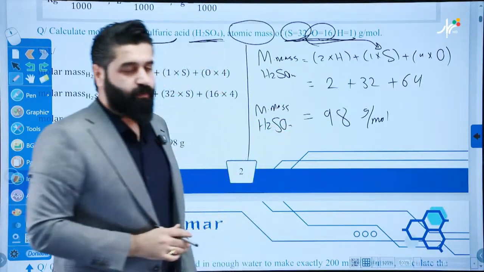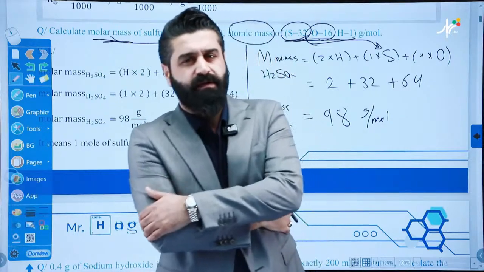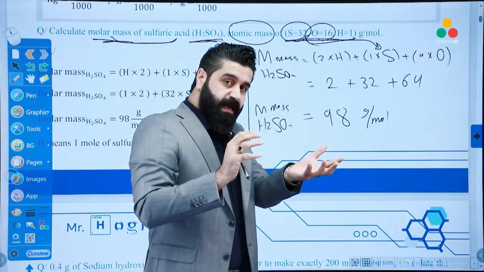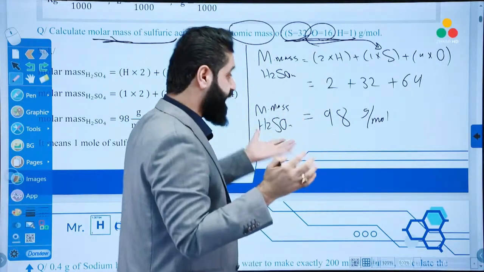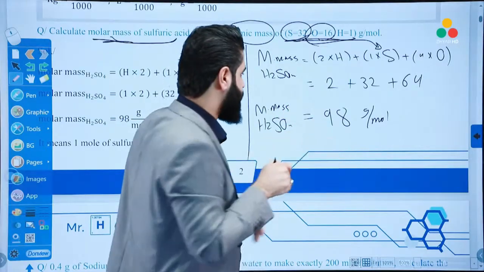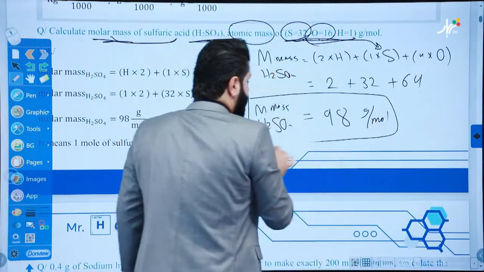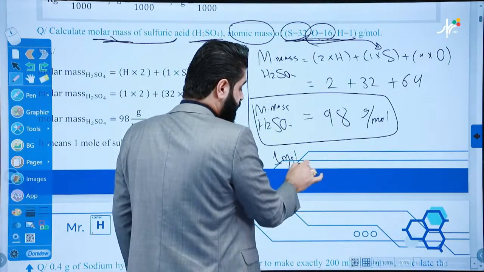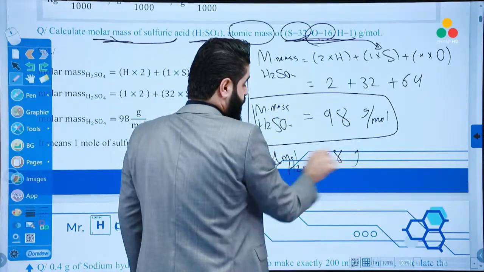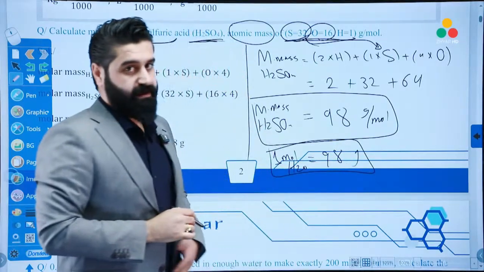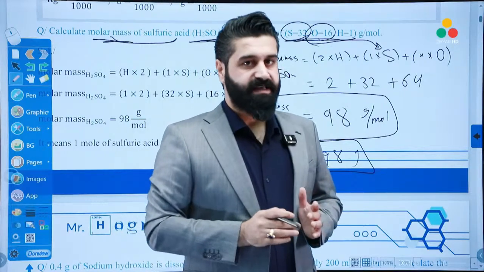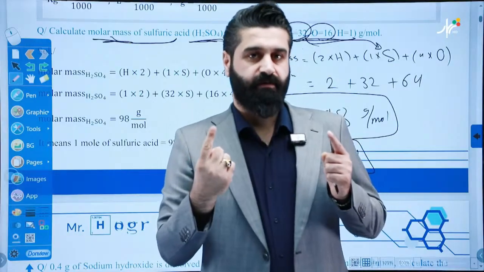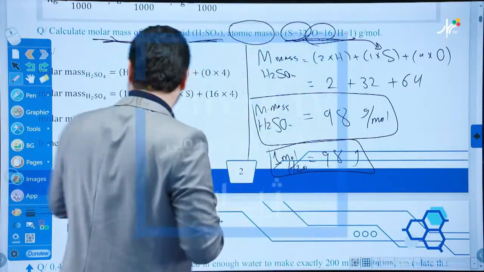What is meant by this? Once we have the molar mass of any given formula, it means 1 mole of the given formula equals the same number as the molar mass, but in grams. Again, I'll repeat this information. The molar mass of sulfuric acid is 98. It means if we have 1 mole of sulfuric acid, the mass is 98 grams. Example: the molar mass of H2O is 18 grams per mole. It means 1 mole of water equals 18 grams. Good.